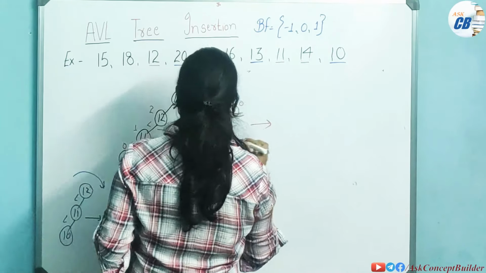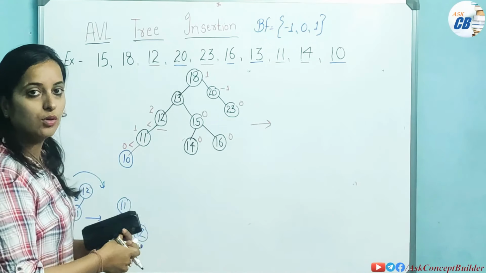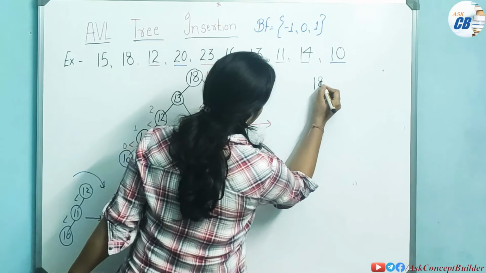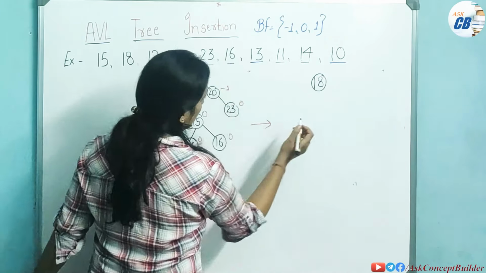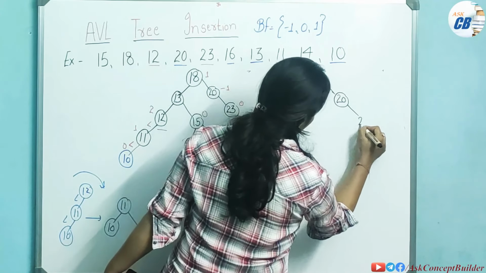Okay, now we'll draw it here again. So see what we have to do. All the other nodes we have to write as they are. Okay, so 18, there are no changes there. 18 is your root node, and 20, 23 is not changed. That you can also write as it is, 20, 23.